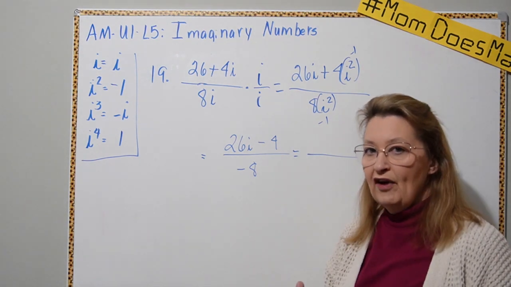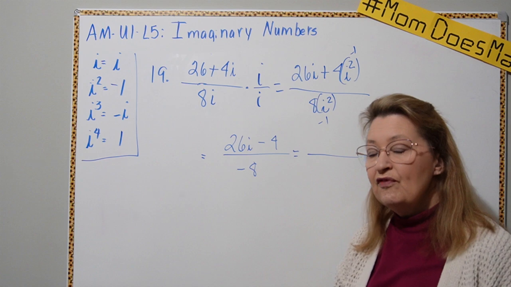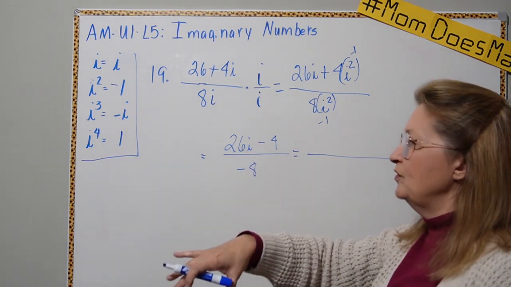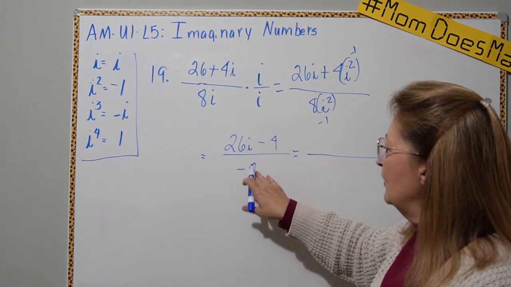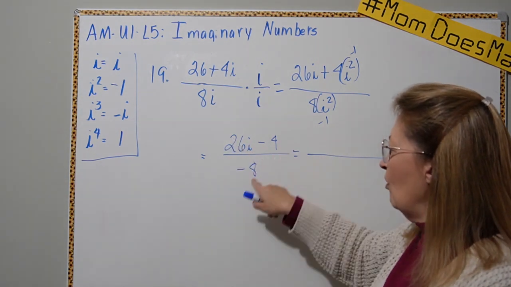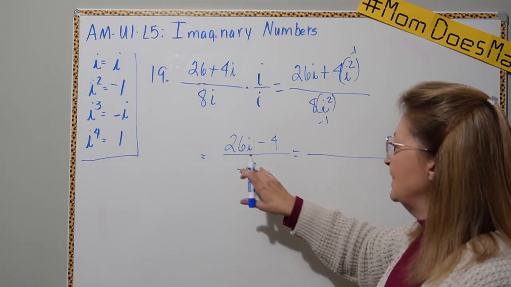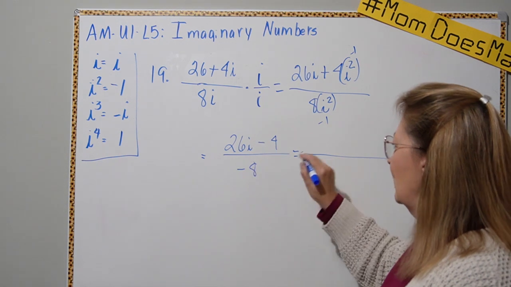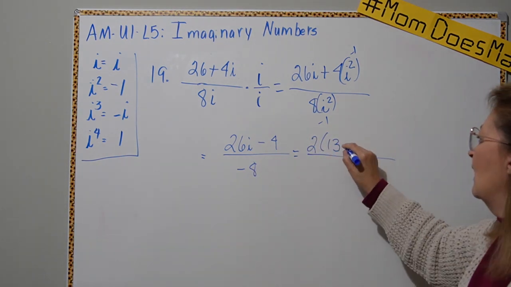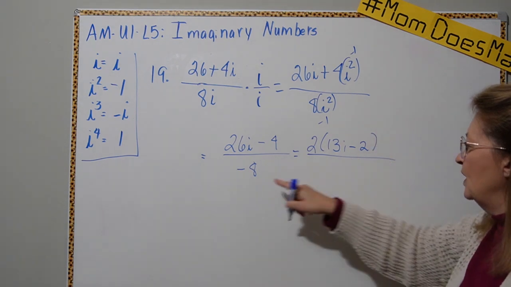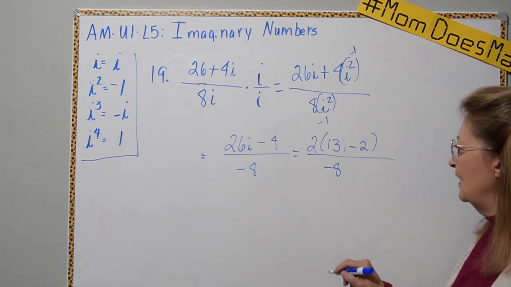All right, all your fractions need to be in simplest form, and most of the ones we've done beforehand have just been in lowest terms. But this one, there's a common factor between all three of these. So let's get that out. Factor the greatest common factor out of your top. That's going to give you 2 times 13i minus 2, and then you still have the negative 8 down here.